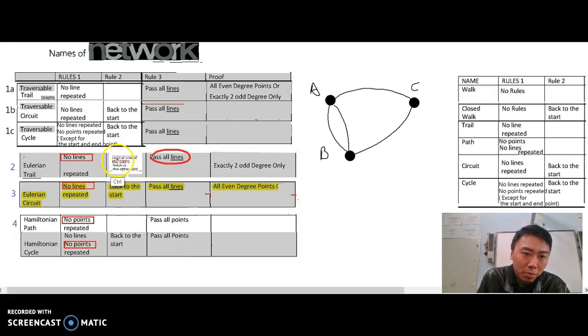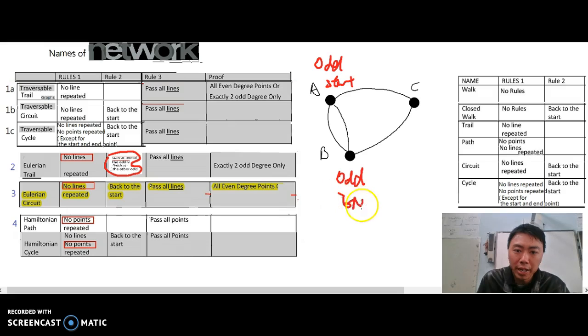But one more thing about Eulerian is I have to start with one odd degree and end up at the other odd degree. So first of all, I need only two odd degrees. Okay, I can only have two odd degrees. If this is odd, I can straight away say it is not Eulerian. So in this case, I've got two odd only.